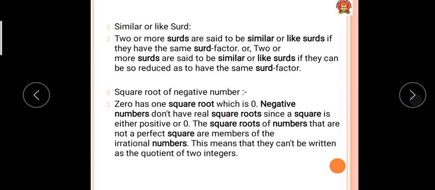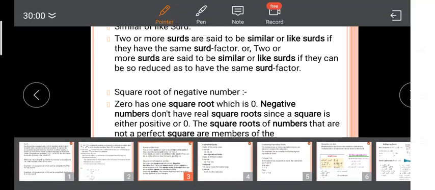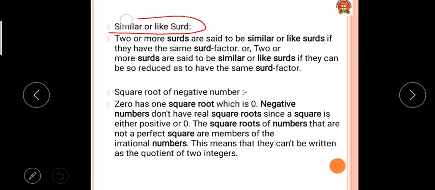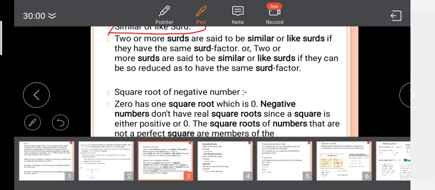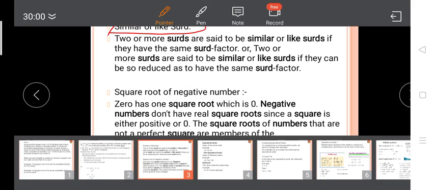A means any value. See, similar or like surds. Two or more surds are said to be similar or like if they have the same surd factor. Or two or more surds are said to be similar or like surds if they can be reduced to have the same surd factor. Maybe sometimes they already have the same surd factor, or maybe after simplification they have the same surd factor, then we will say that the given surds are similar or like surds. Okay students, we will see the example also.